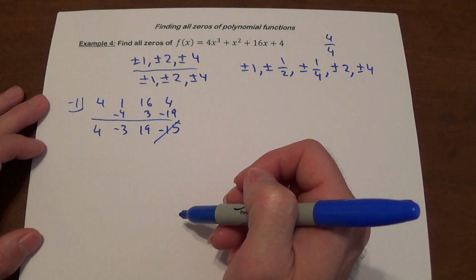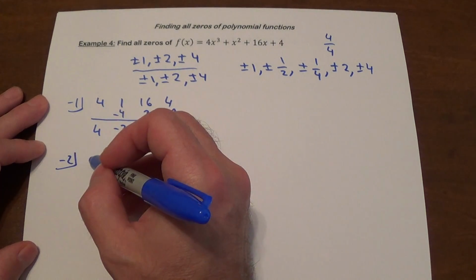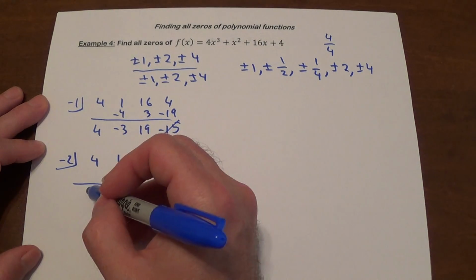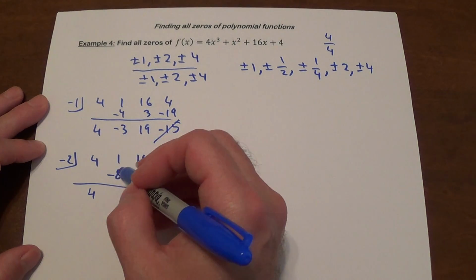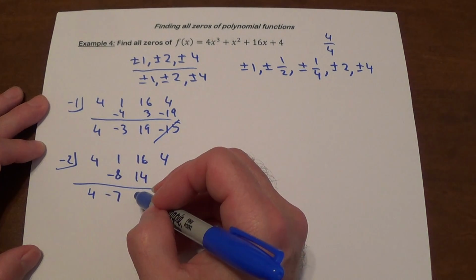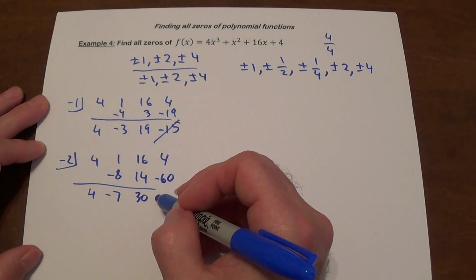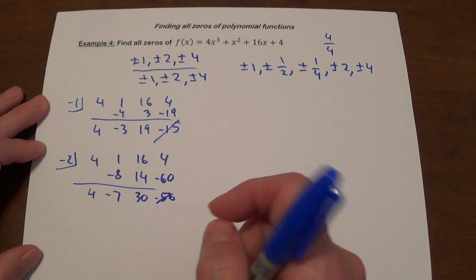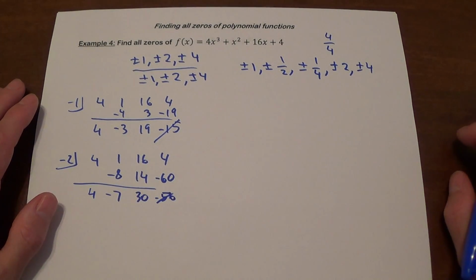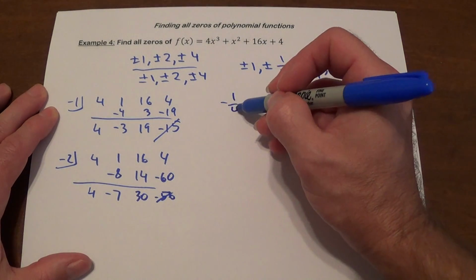Okay. Let's try, for example, negative 2. 4, 1, 16, 4. 4, negative 8, negative 7, it's 14, 30, negative 60, and negative 56, not 0. So you keep trying. The problem is the only number that's going to work here out of that list is going to be negative 1/4.